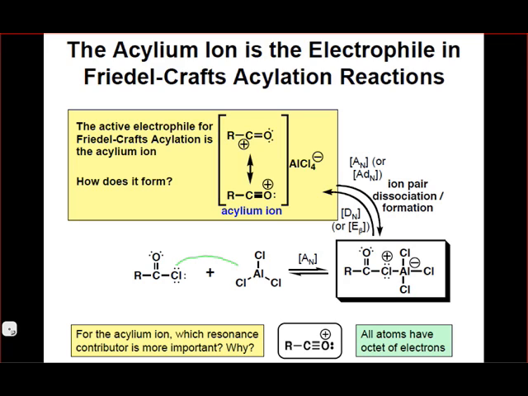First, the chloride of the acyl chloride species associates with the aluminum to form the Lewis acid-base complex. Following this, the chlorine dissociates from the carbonyl to generate the acylium ion.